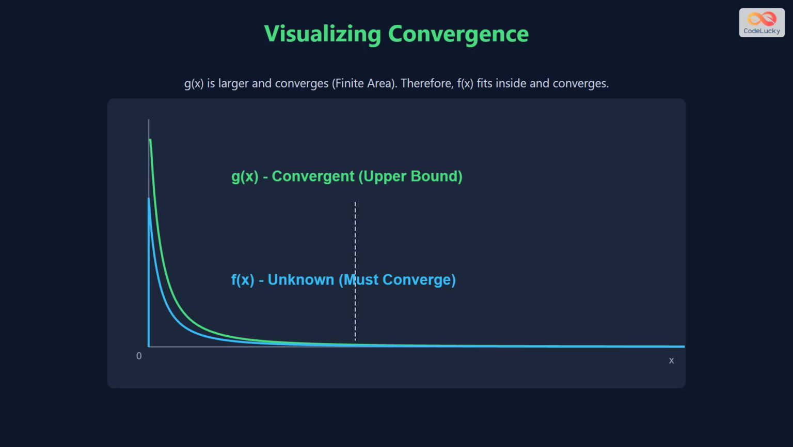Let's visualize the first case. Here, the green curve is our comparison function, g of x. We know the area under g is finite. Our unknown function, the blue line f of x, is always smaller than g. Since f is trapped between the x-axis and g, its area must also be finite. Therefore, f converges.